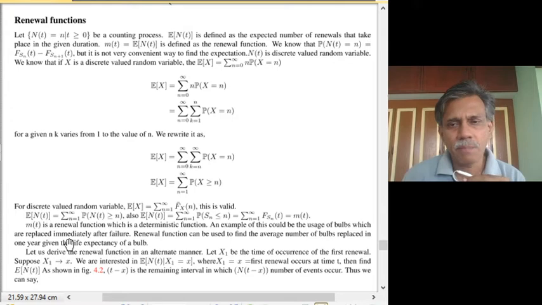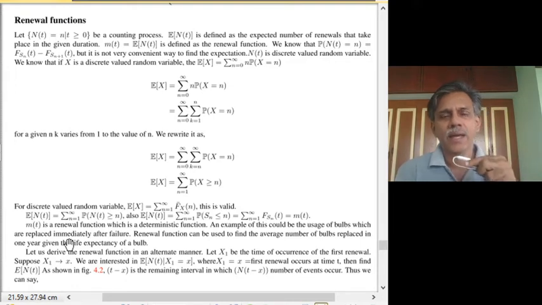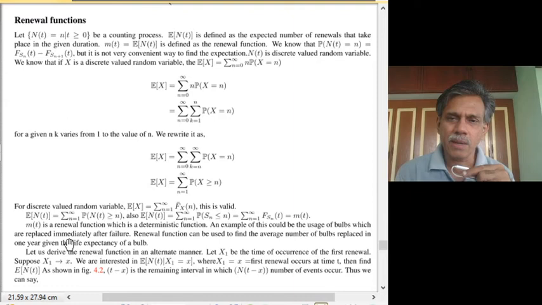So m of t, basically the renewal function, may be useful under various scenarios. For example, if you have a light bulb that we have to put into use in a factory, we use a bulb, and as soon as it gets fused, we replace it by another bulb, and so on. So every time we replace an identical bulb, the lifetime of the bulb gets renewed, and therefore it is a renewal process.